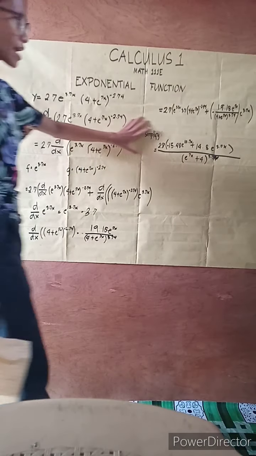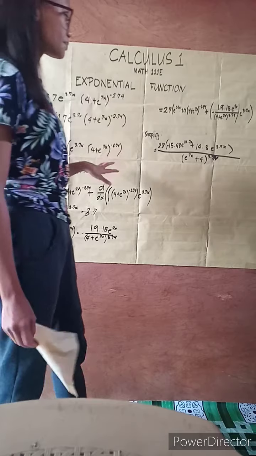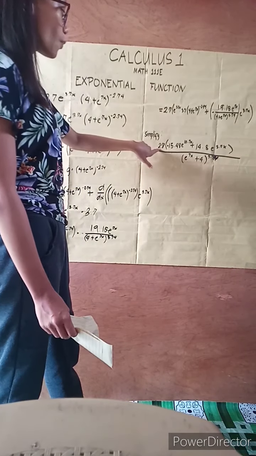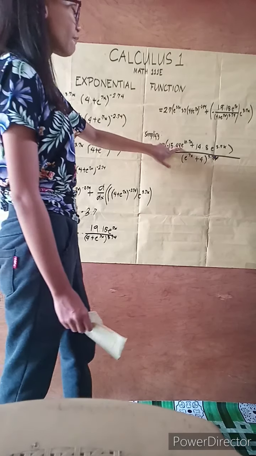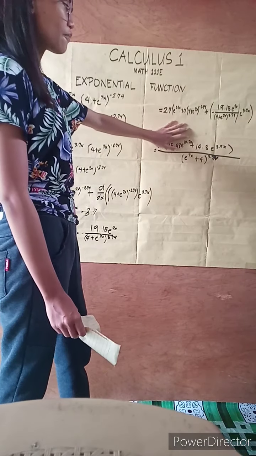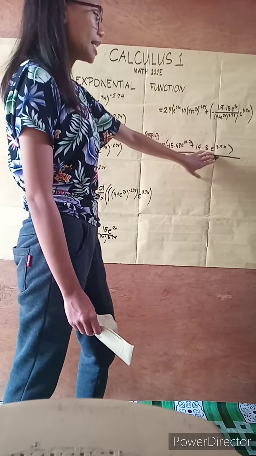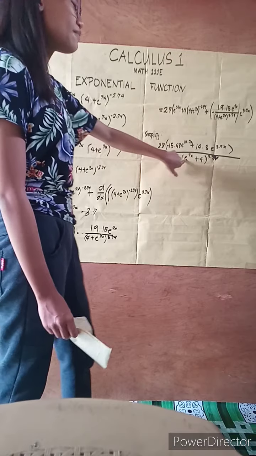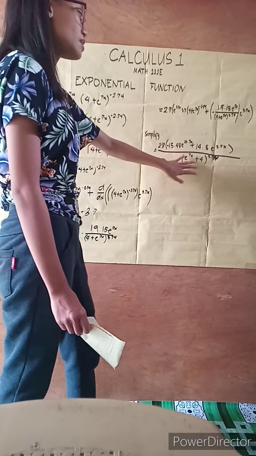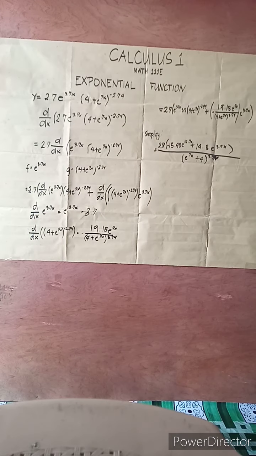To simplify this equation, the answer will be 2.7 times negative (15.48 e raised to the power of 10.7x plus 14.8 e raised to the power of 3.7x) over (e raised to the power of 7x plus 4) raised to the power of 3.74.